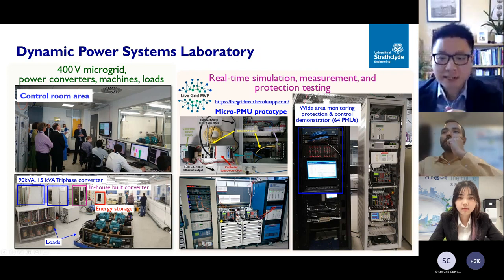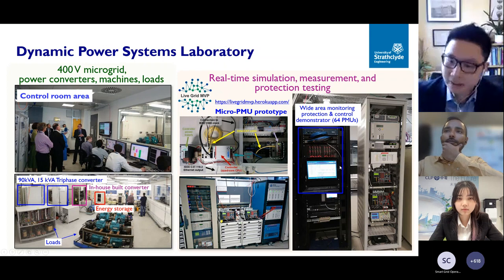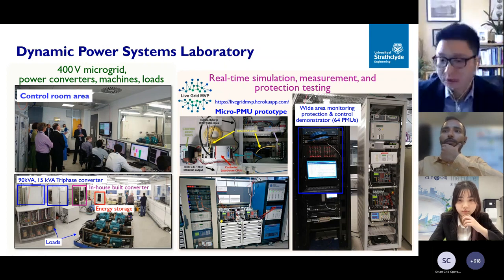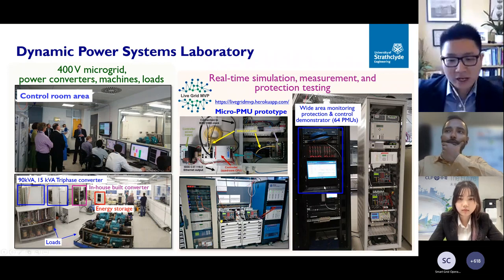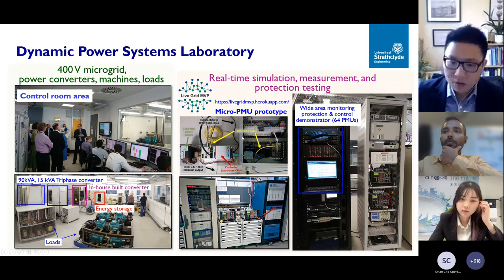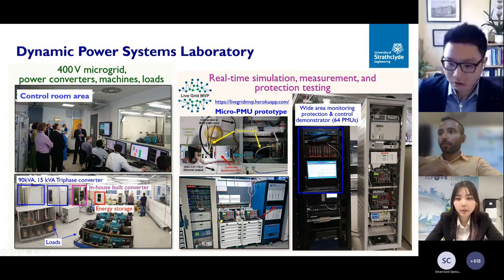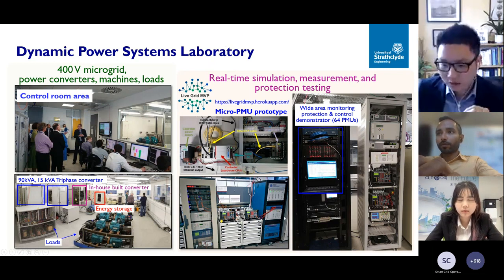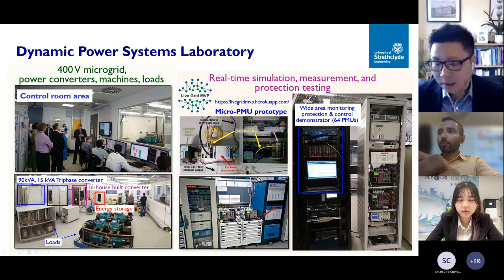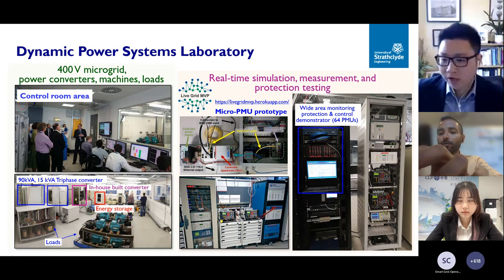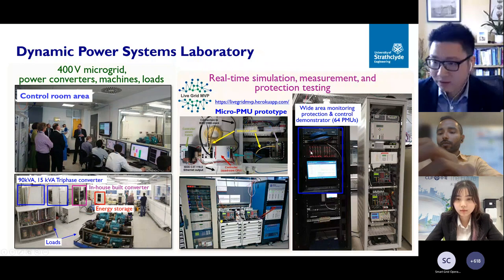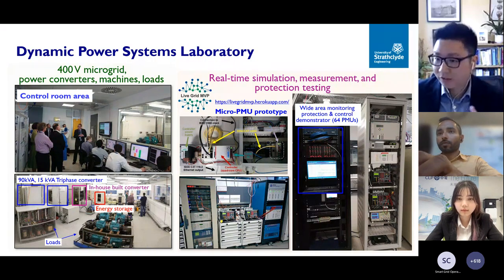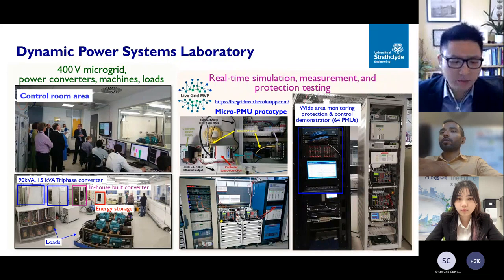On the right-hand side is what we call the secondary testing demonstrator for protection and control purposes. Here we have a real-time simulator. We can prototype new control and new protection using controllers, and we can do injection to the relays, hardware in the loop. We can couple our model in the real-time simulator with the microgrid via power hardware in the loop. We can do wide area monitoring and protection control using our 64 in-house developed PMU prototypes.